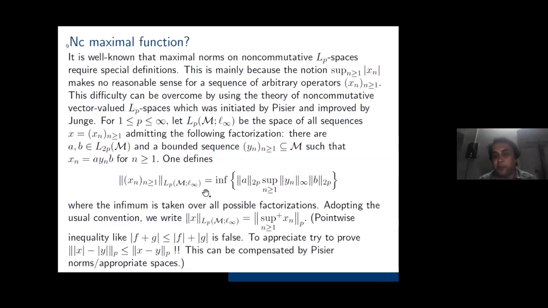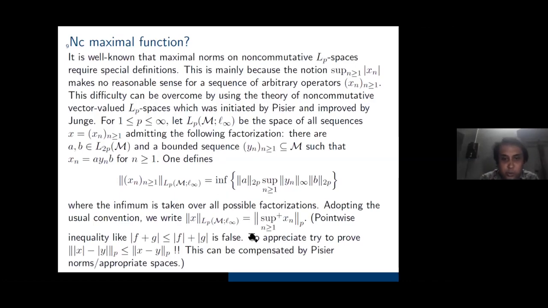If you have a sequence of positive operators Xn, then the description of this norm is much better. This LP of M in infinity is actually the collection of all sequences Xn in LP which satisfy a certain factorization property, and you have a norm induced by those factorizations. But if all these Xn are positive, then that norm is nothing but this: there should be an A which dominates all those Xn, and the infimum of all those A's is the norm that we are looking for. That is intuitive, and in that way it is the same as for commutative LP space. But for general Xn sequences, this is the right way of thinking.